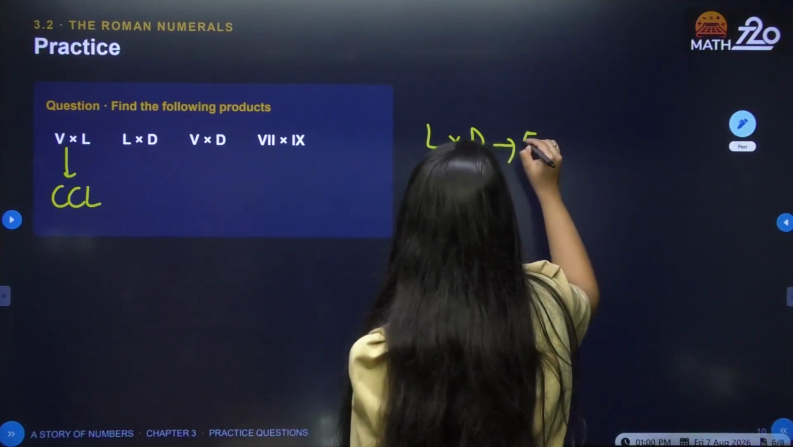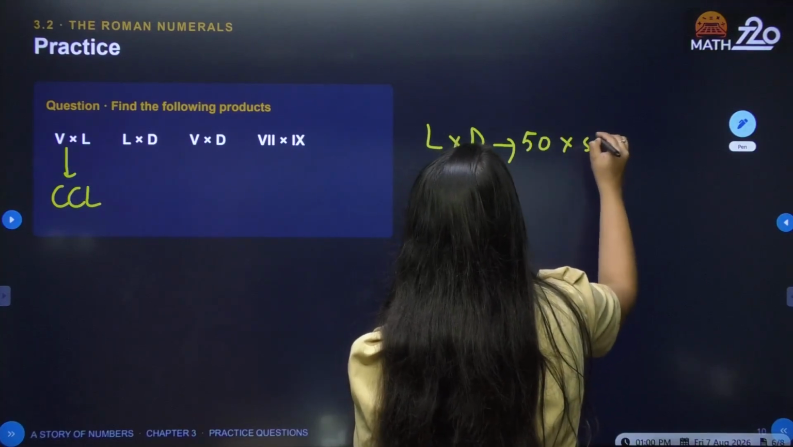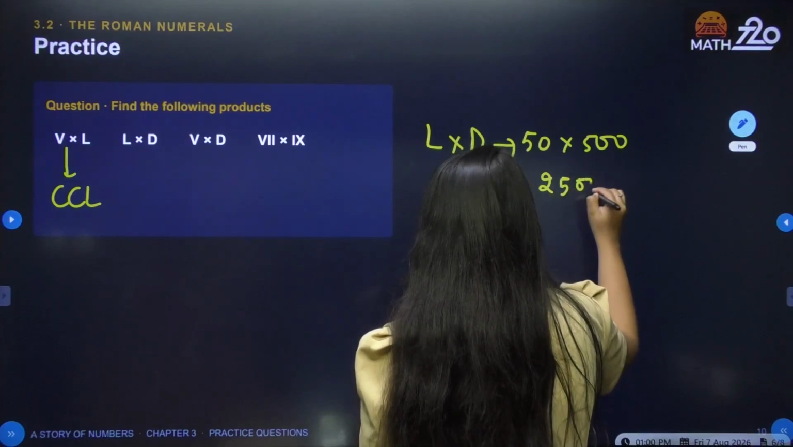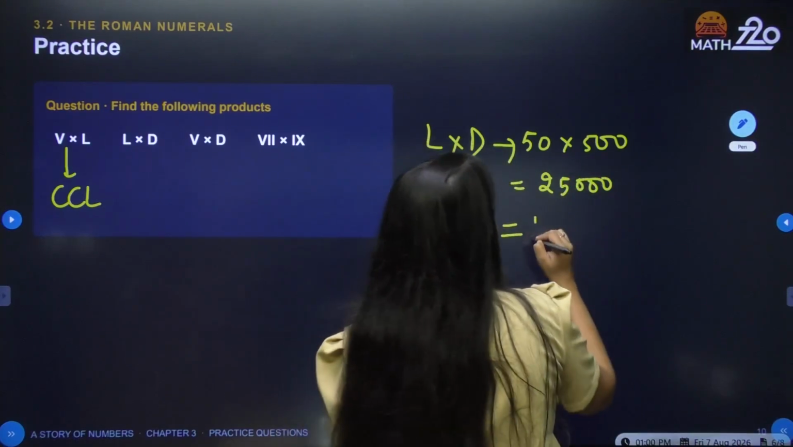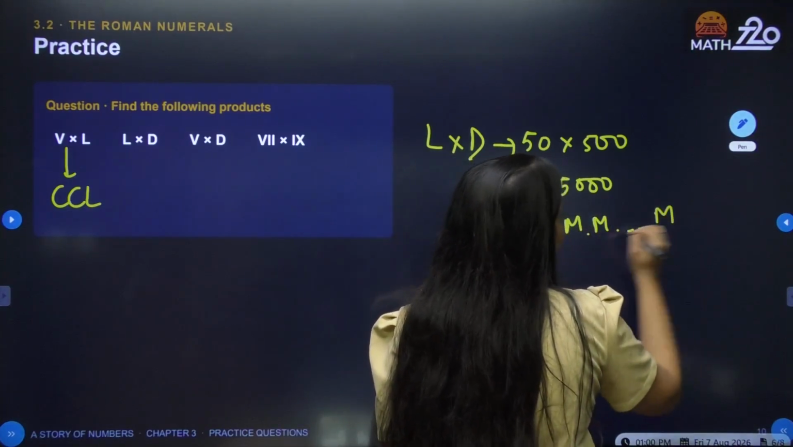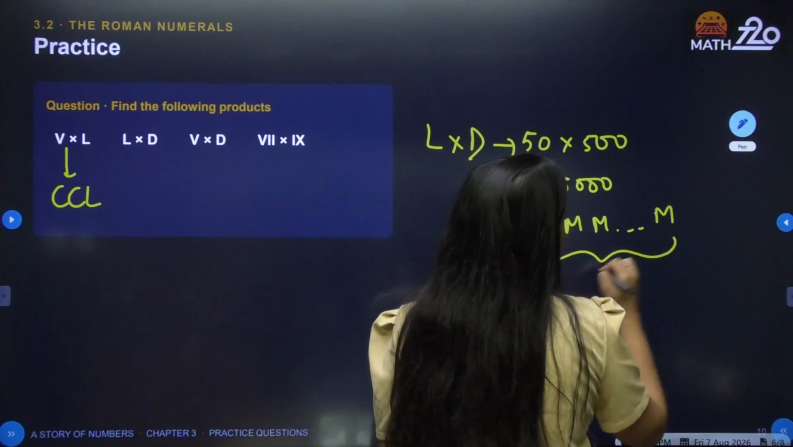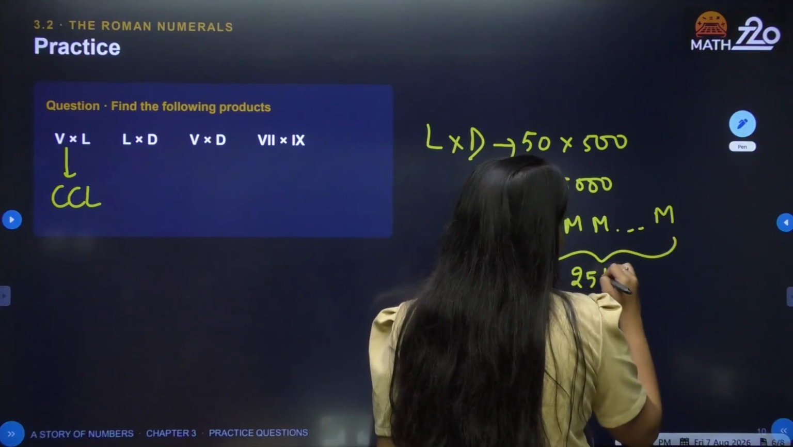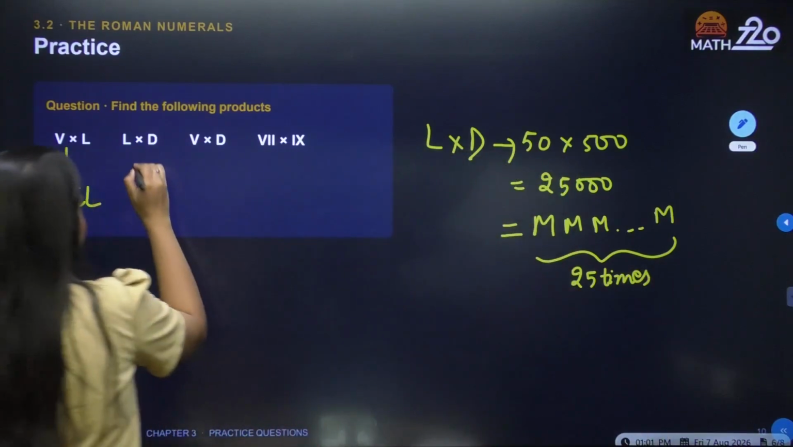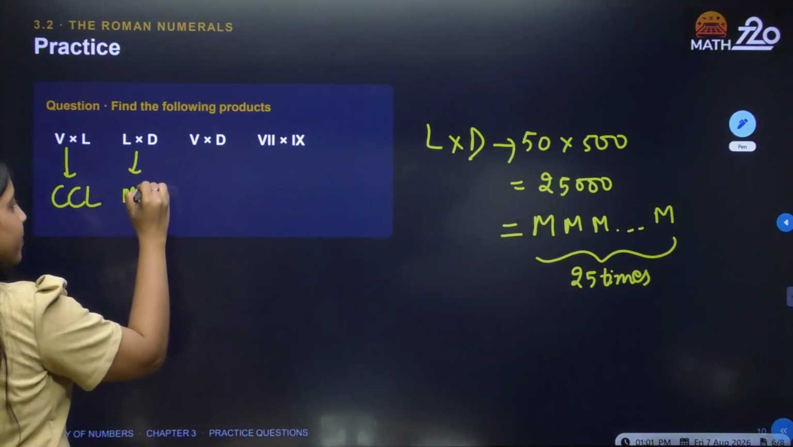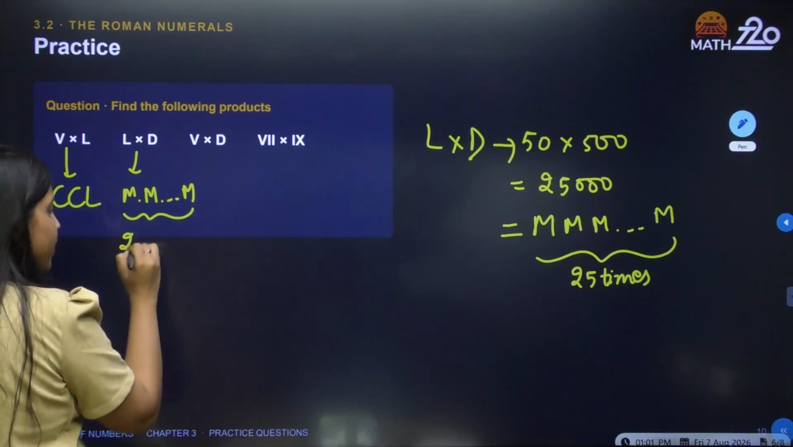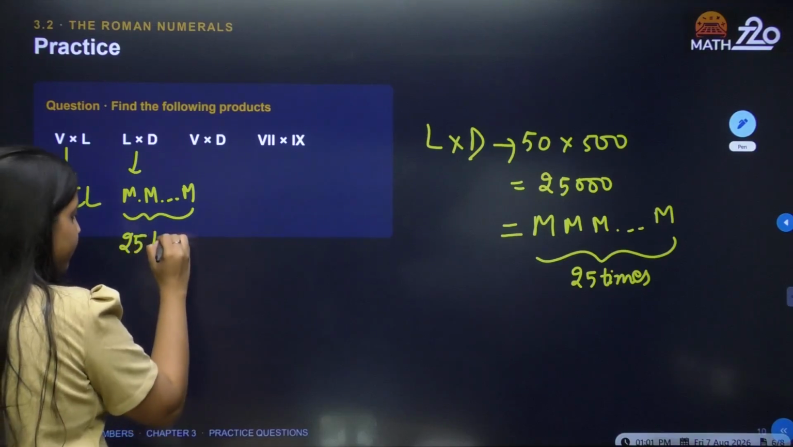L into D means 50 into 500, which is 25,000. Can I write this as M into M into M? How many times? This is 25 times. This is the Roman representation, or we can say the product of this. This is M into M into M, 25 times.